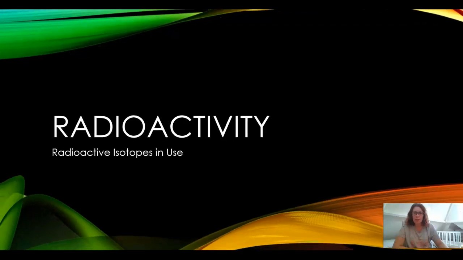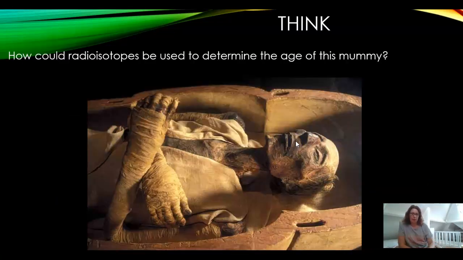Okay, so radioactive isotopes in use. Scientists use radioactive isotopes to basically age things. So this mummy is made of living material, and so you could use carbon-14 to date it. Carbon-14 is a radioactive isotope of carbon.